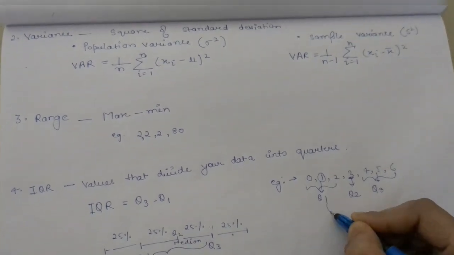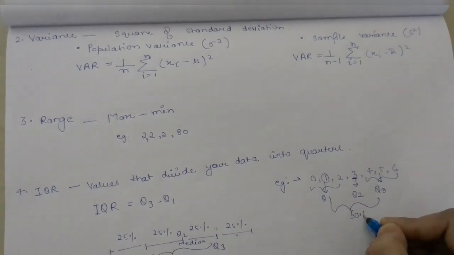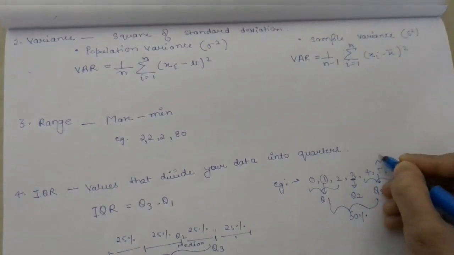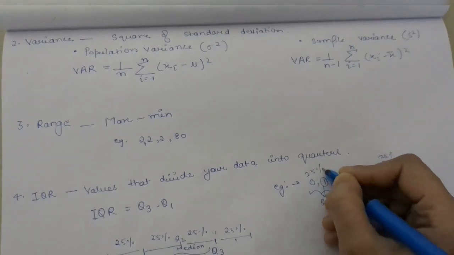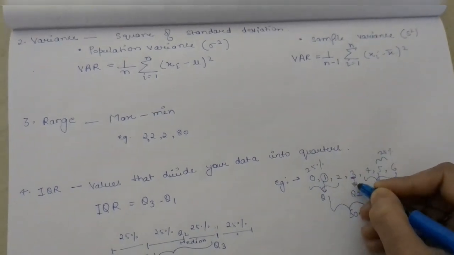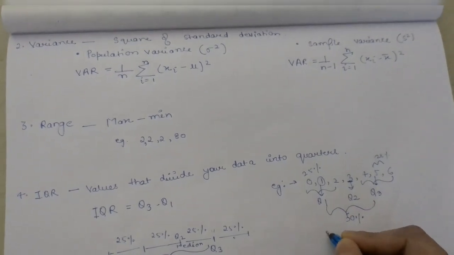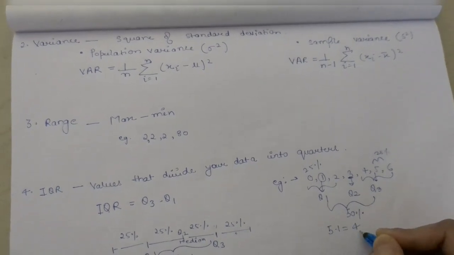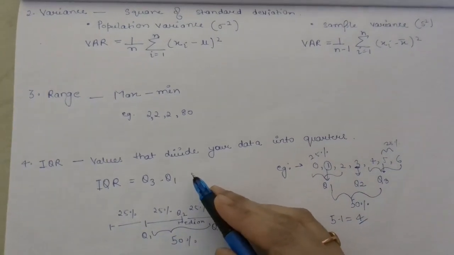तो ये हमारा 50% डेटा इस बीच में लाई करेगा और 25% डेटा यहाँ होगा और 25% डेटा यहाँ होगा. तो ये हमारा मीडियन कहलाता है. और Q3 माइनस Q1 अगर हम निकालेंगे, मतलब 5 माइनस 1, which is equal to 4, तो ये हमारा IQR कहलाएगा. Now when to use this IQR?